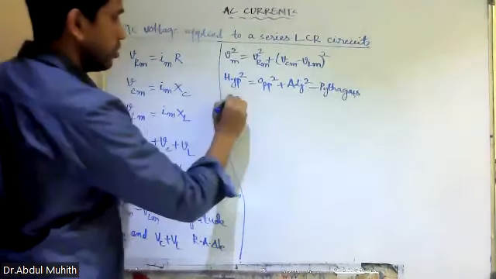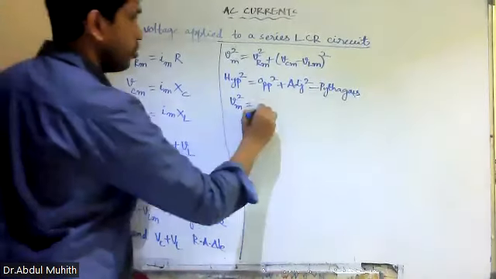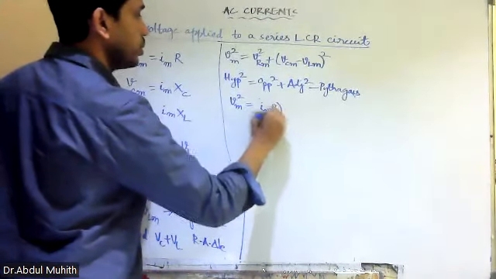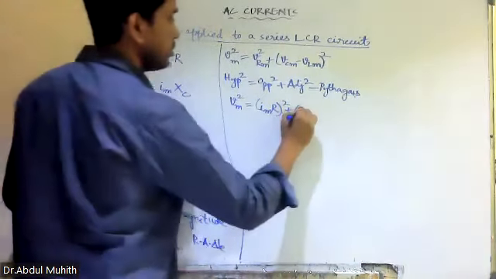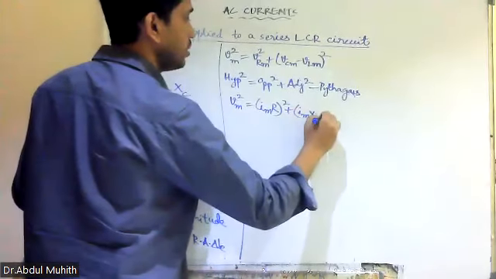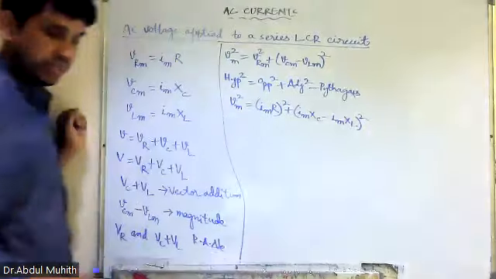So what do we get now? VM is equal to square root of Im into R whole square plus what is VCM? That is Im into XC minus Im into XL, Im into XL whole square.